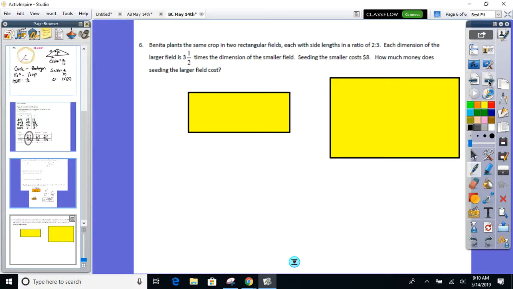All right, here we go. Benita is planting some crops. Any suggestions on what she plants? Corn, carrots? Do we just assume it's vegetables? Maybe it could be some fruits, strawberries.